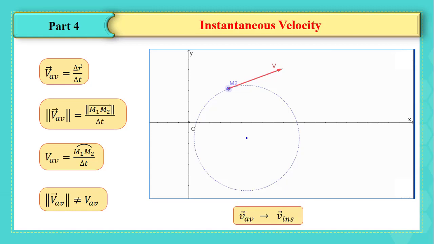At this level, we define the instantaneous velocity vector as the average velocity when delta t tends to 0. Note that the instantaneous velocity is the velocity vector that helps us to study and describe the motion of an object at each instant.